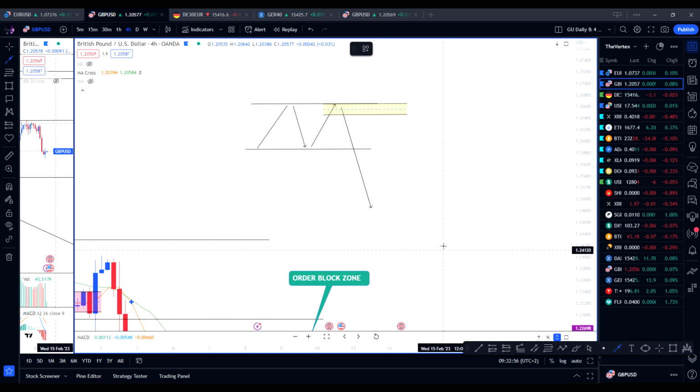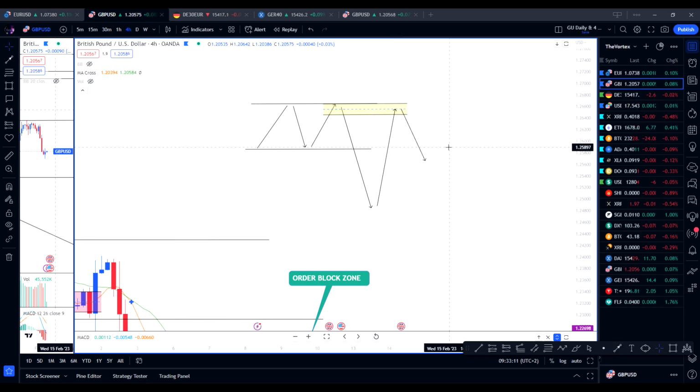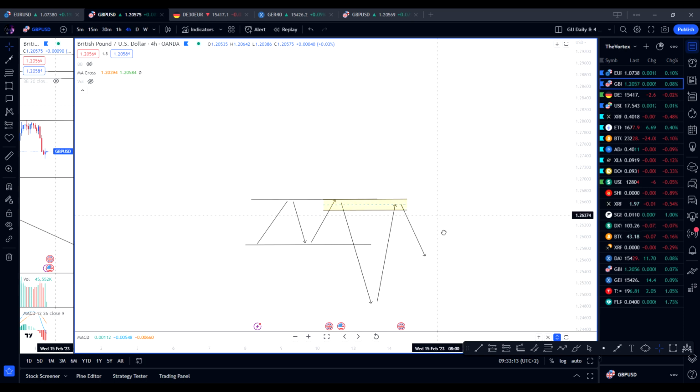Why are my arrows not working for me today? There we go. Something like this, right? In which case my entry would occur and price would continue moving south, just like this. All right, that's one way of trading these order blocks.